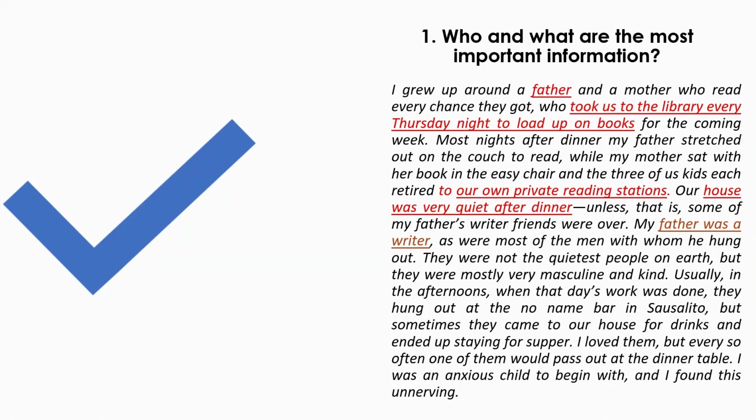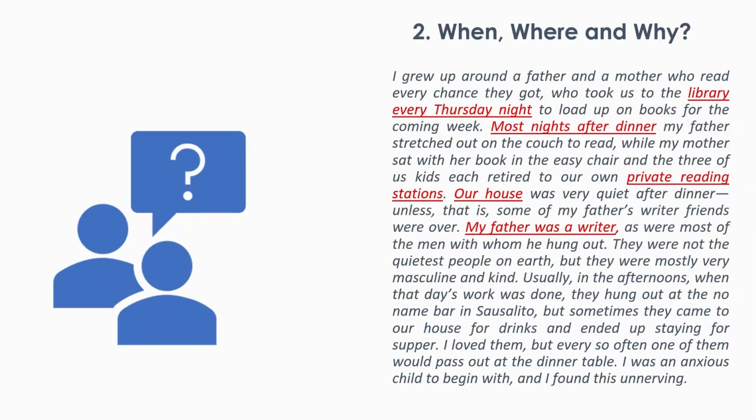Some information, just like our own private reading stations, house was very quiet after dinner, are some parts of the what as well. Another interesting or important information that we need to know is the father was a writer. Moving on, we go to the second part of our annotation, the when, where, and why.